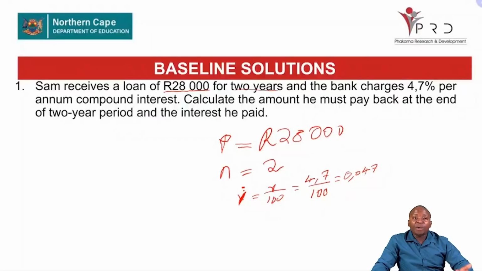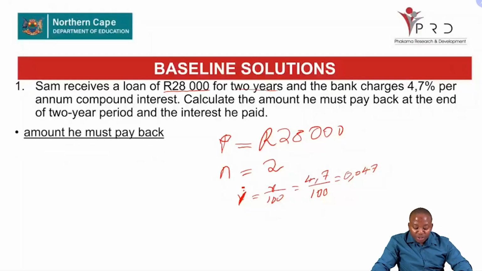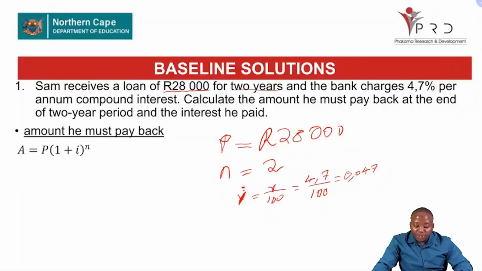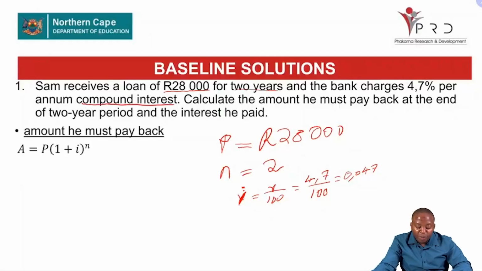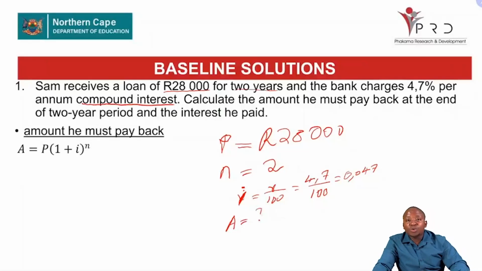Then we proceed. It says per annum compound interest. So when it says compound interest, it is already giving us an idea which formula we are going to use. So the amount he must pay back. We notice that it was charged on compound interest, so the formula that we must utilize is the compound growth formula. So we quote down the formula first. The statement says calculate the amount that he must pay back. So the amount that you must pay back, we call it A. It is the future amount that you will pay. You do not pay it in the present. You pay it in the future, at the end of the 2-year period.